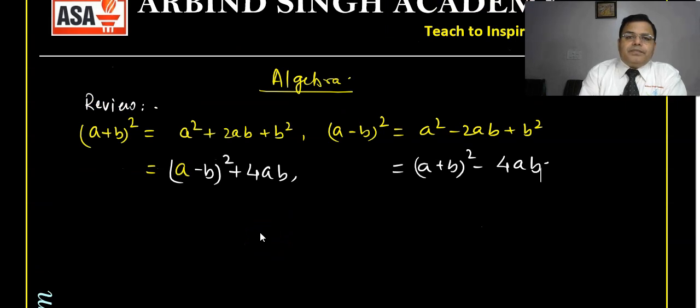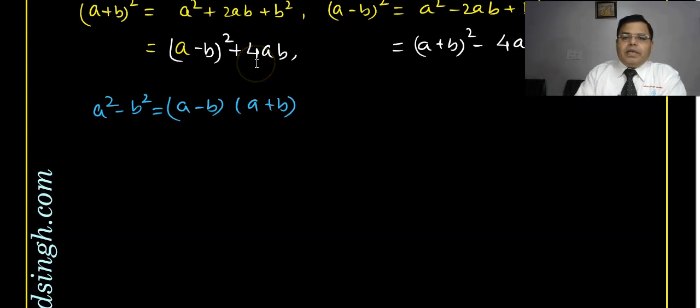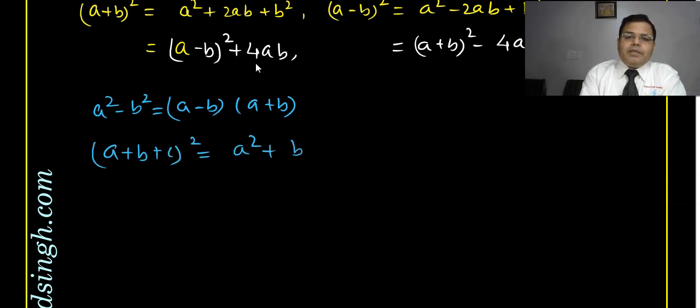So these are the two formulas which you know. Now there are some other formulas like a square minus b square is (a minus b) into (a plus b), and similarly some more formulas like (a plus b plus c) whole square is equal to what? That will be a square plus b square plus c square plus 2ab plus 2bc plus 2ca, like this.